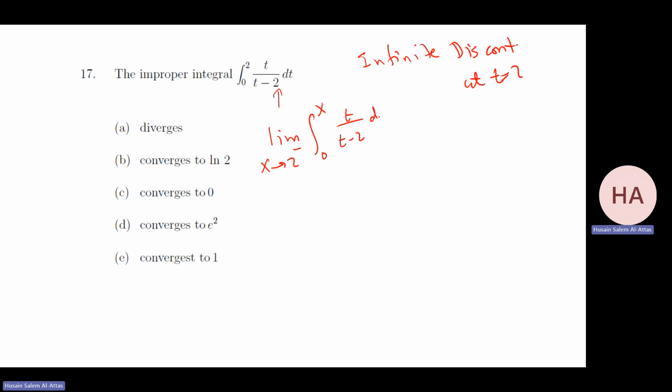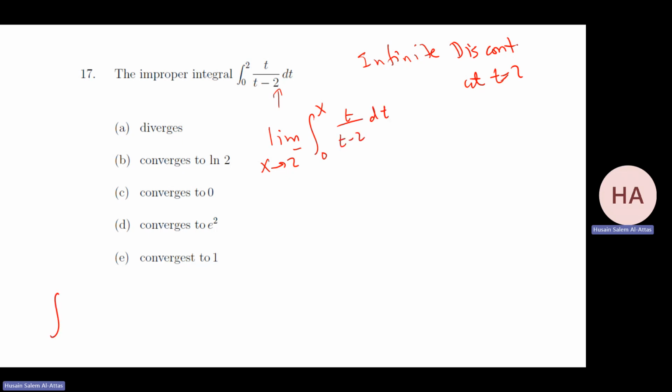I need to do the integration. I have a problem at 2. I have an infinite discontinuity at t equal to 2. Yeah, use t, so I need to use another variable. Okay. So this one will be limit, let me choose x, as x goes to 2 from the left of the integral from 0 to x of t over t minus 2 dt.